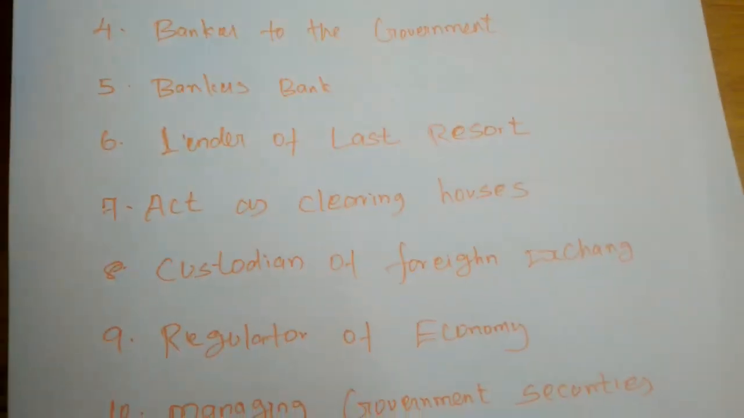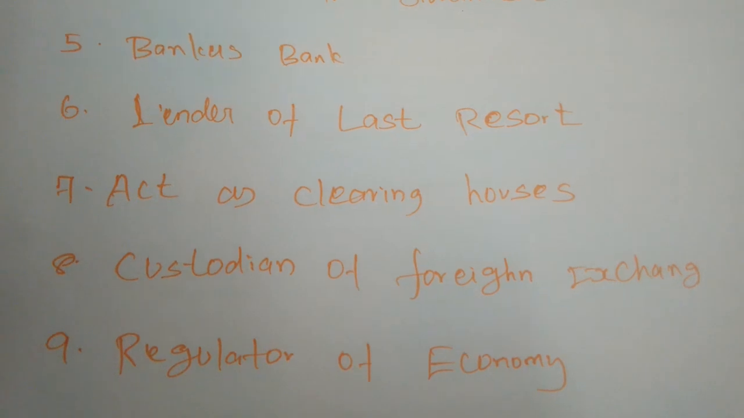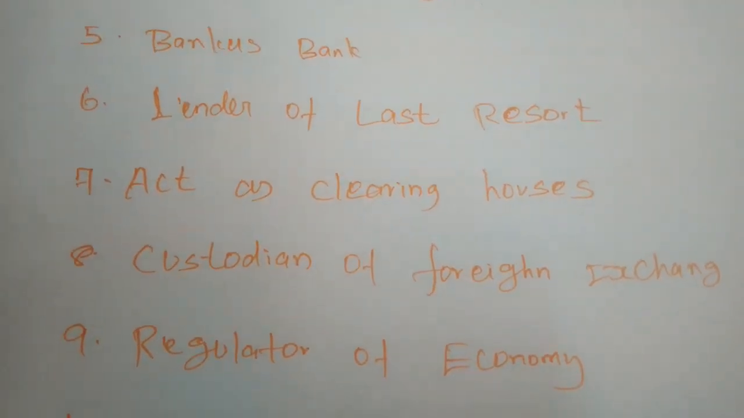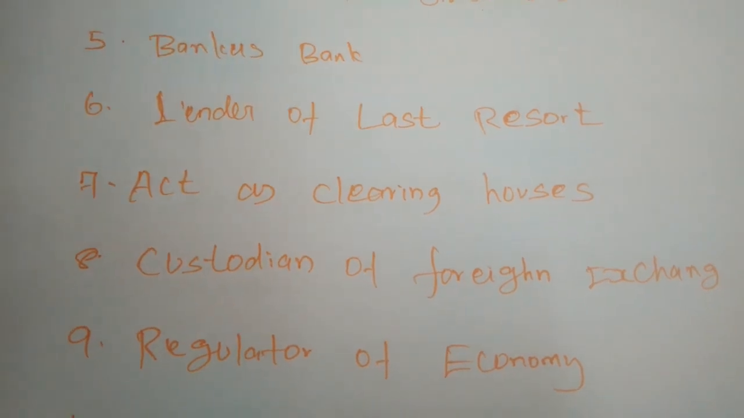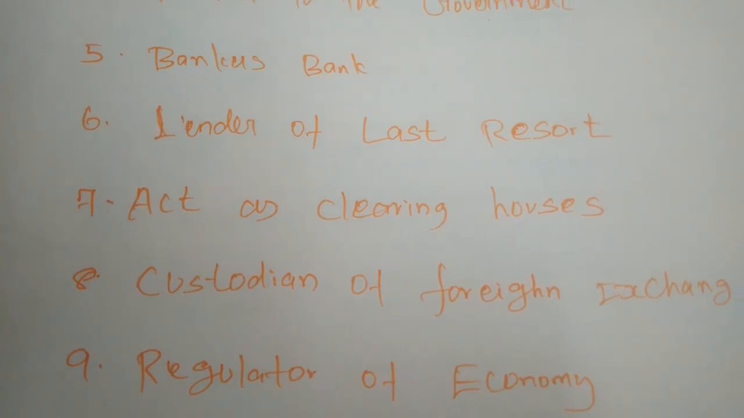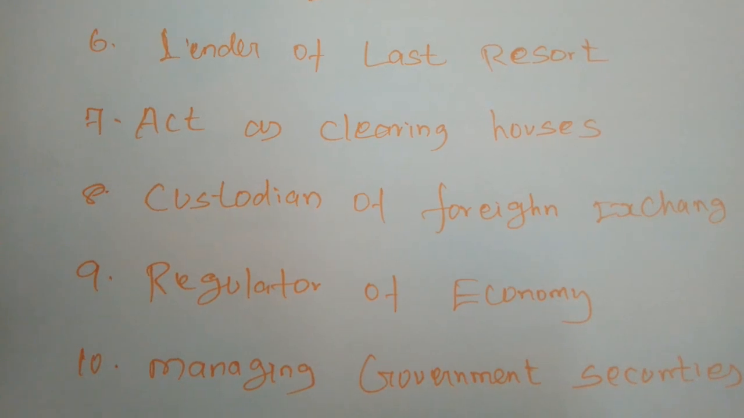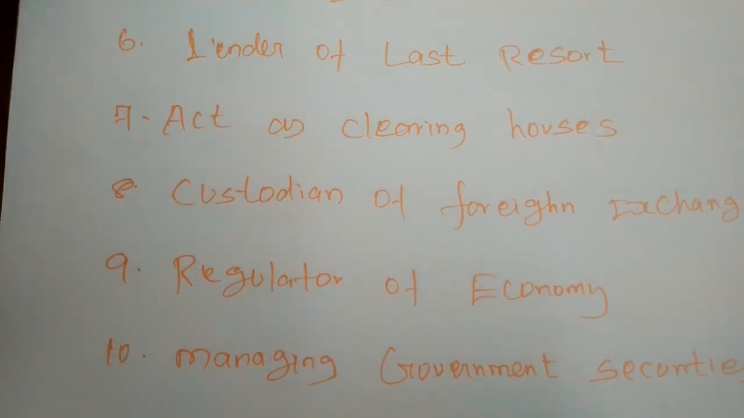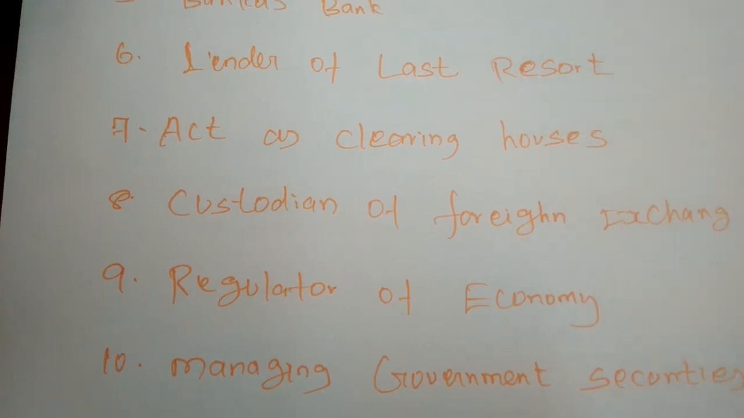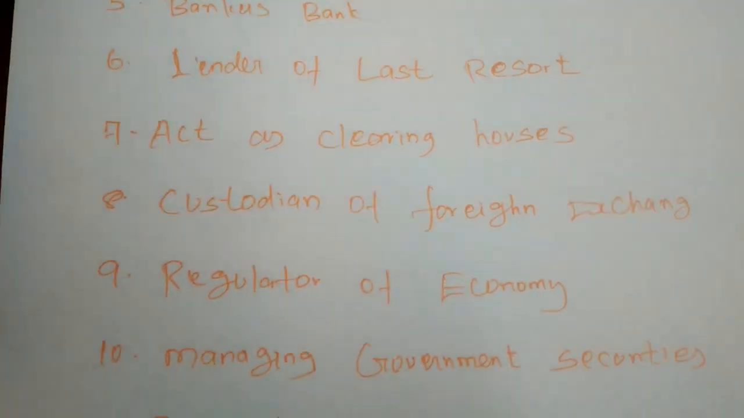Next, lender of last resort. All the commercial banks can borrow from the Reserve Bank of India by keeping eligible securities as collateral at the time of need or crisis, when there is no other source. The commercial banks and private banks also need more financial facilities to maintain their own assets and to render loans to individuals and entrepreneurs.